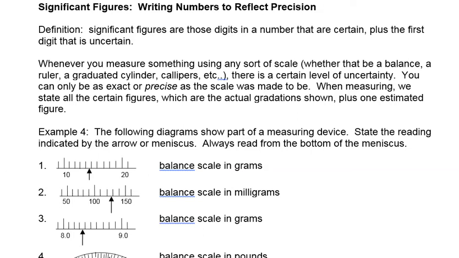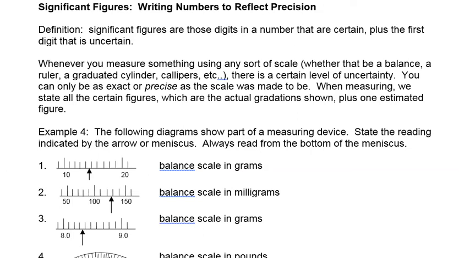So when measuring, we need to state all the certain figures, which we can read off of the device, and we usually estimate one extra digit, because on most devices we can say, oh, this is between 3 and 4, or this is between 7 and 8, and we make an estimate as to exactly what it's at. So that last digit is called the uncertain digit, but it's still significant because it's part of our measurement.